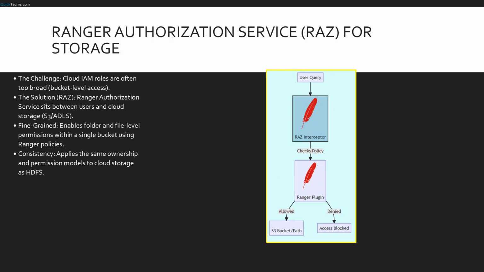In the public cloud, managing access via AWS IAM or Azure RBAC can be blunt, often restricted to the bucket level. CDP introduces RAZ, the Ranger Authorization Service, to solve this. RAZ enables fine-grained access control for S3 and ADLS. With RAZ, you can have a single cloud bucket, but use Ranger policies to restrict users to specific folders or files within it. This means you don't need to manage thousands of IAM roles.